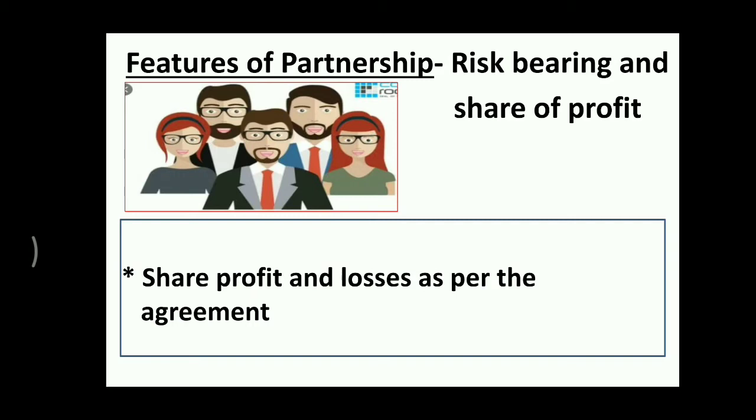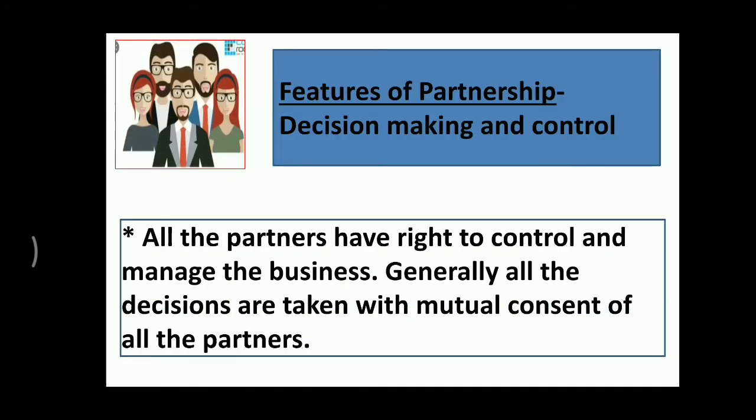Whatever profit sharing ratio is mentioned in the agreement, as per that agreement profit and losses are shared by the partners. Then next is decision making and control. In a partnership, all the partners have the right to control and manage the business.